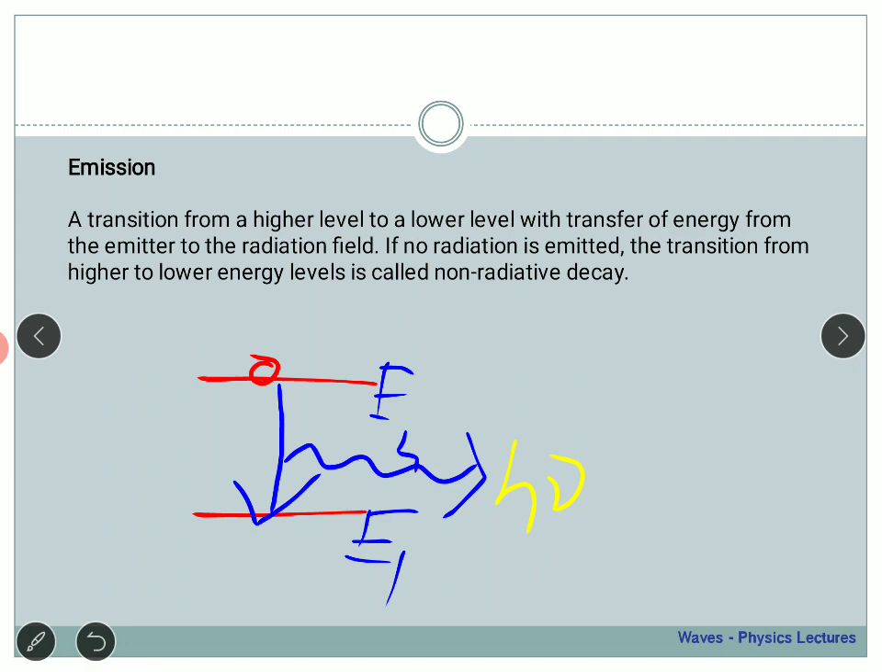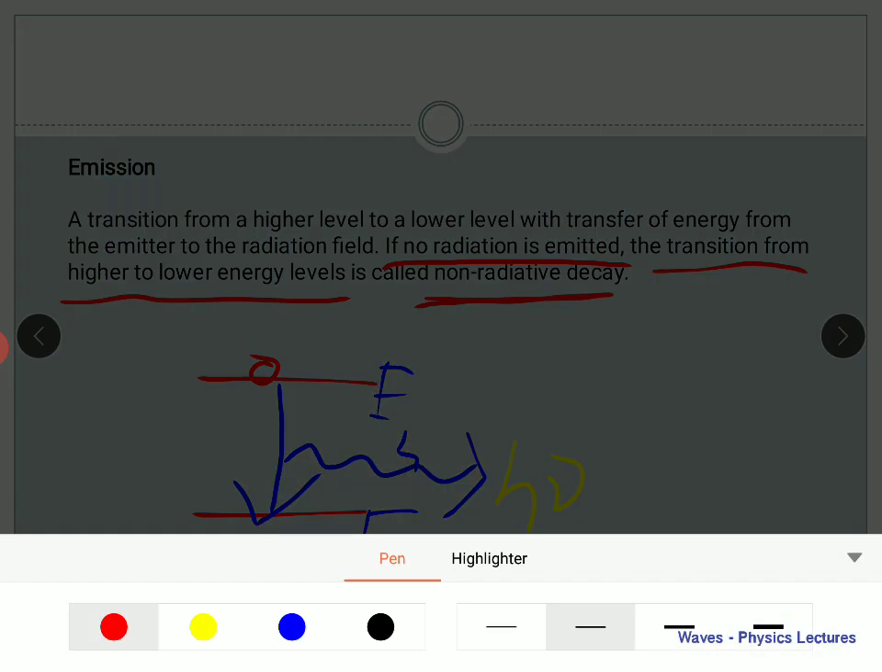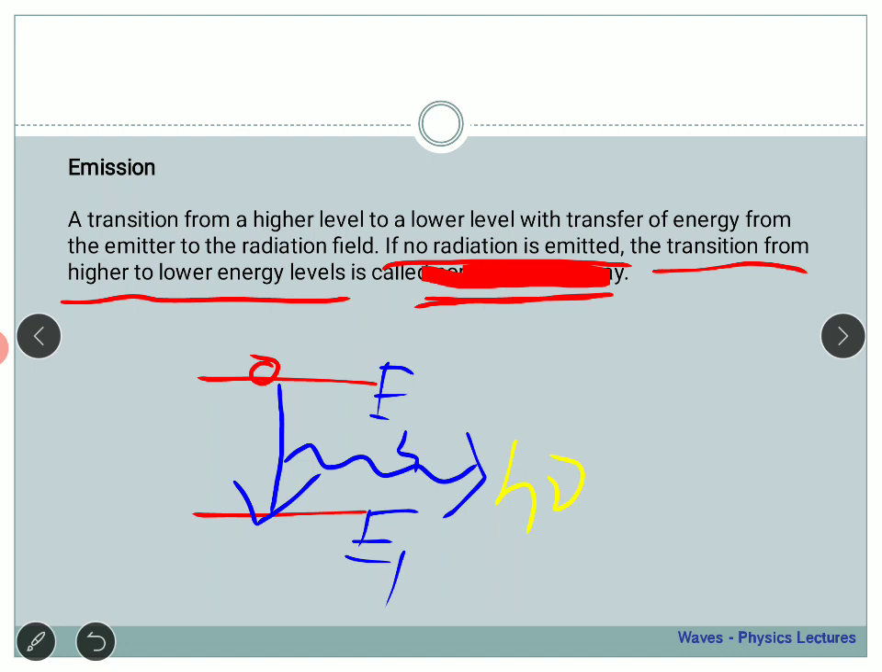So that is what emission is all about. But please remember that it's not always mandatory that there should be some kind of radiation coming out. Sometimes it does happen that there is no radiation emitted when the transition is happening from the upper energy level to the lower energy level, and this is called non-radiative decay. So please remember this term, non-radiative decay, because that's important.